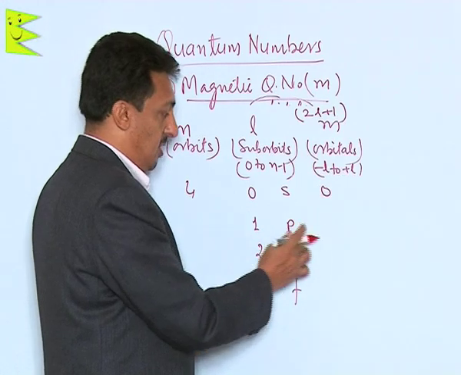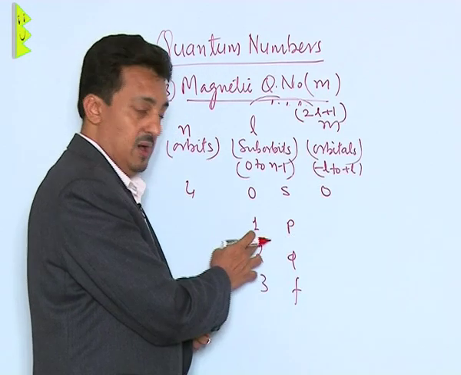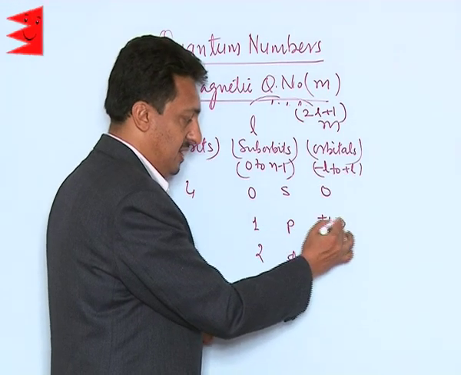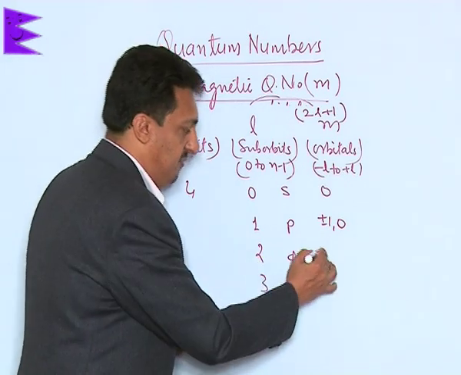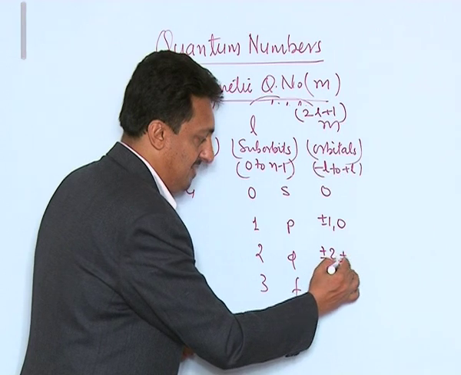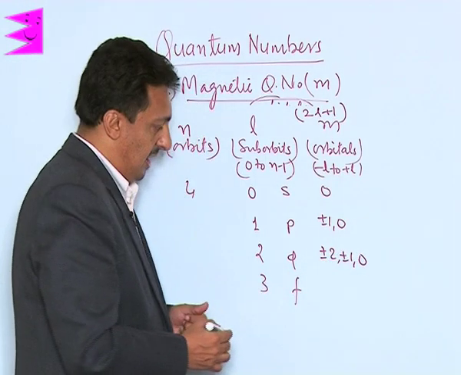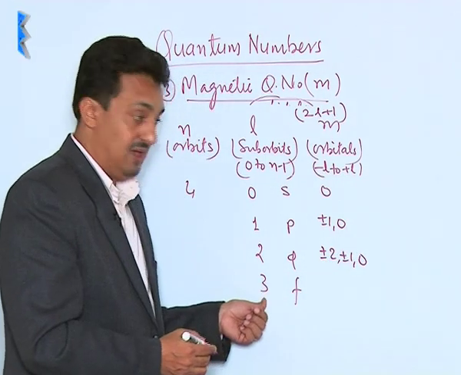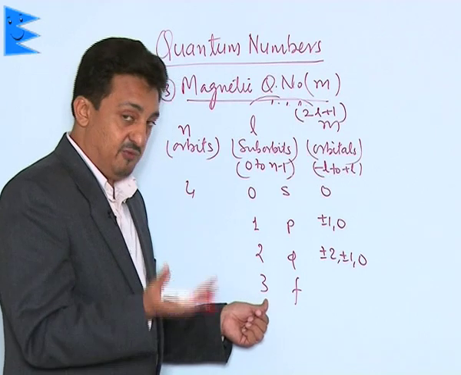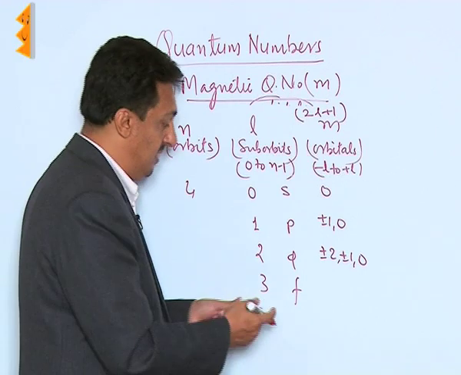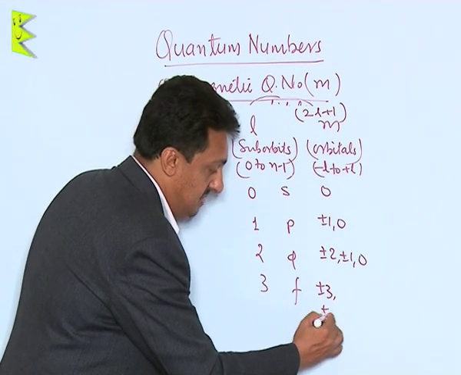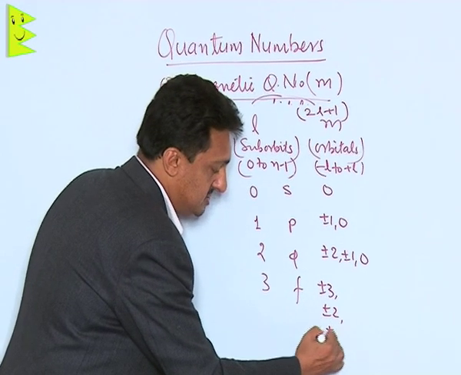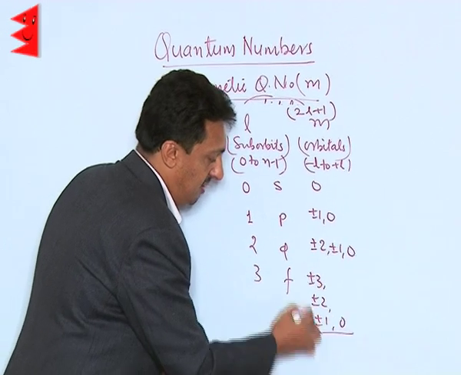How many values of M are possible when L is 0? It is 0. How many values of M are possible for L equal to 1? There are 3 values: plus minus 1 and 0. How many values of M are possible for L equal to 2? There are 5 values: plus minus 2, plus minus 1 and 0. And how many values of M are possible for the F suborbit, or L equal to 3? There are 7 values: plus minus 3, plus minus 2, plus minus 1 and 0. So all these are the 7 values.